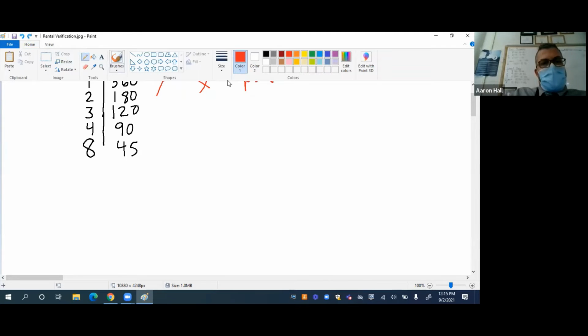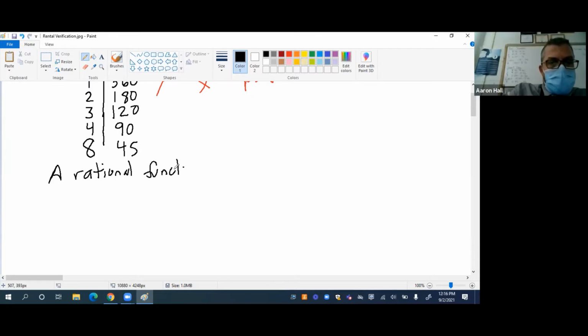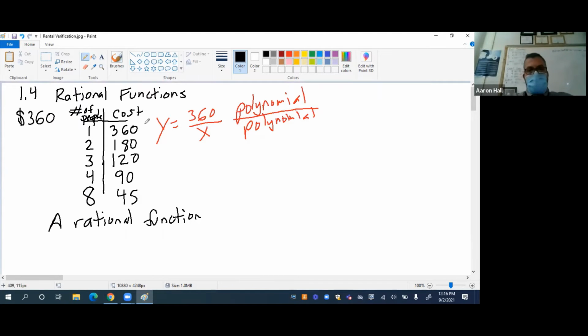Okay. A rational function. All right, so this is 360 times x to the power of what? 0. That's why 360 is a polynomial. What's a polynomial?